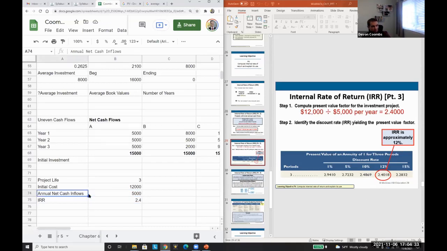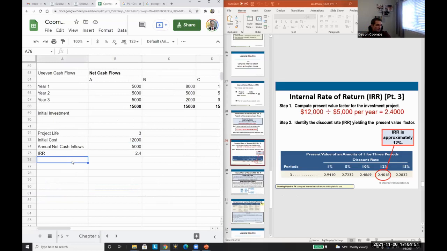The idea here is we're like backing into the percentage. So if you were to look on a workbook, you would go to your present value factors of an annuity. You would go to period 3. You'd look for the closest thing to the 2.4, the annual net cash flows divided by your initial cost.